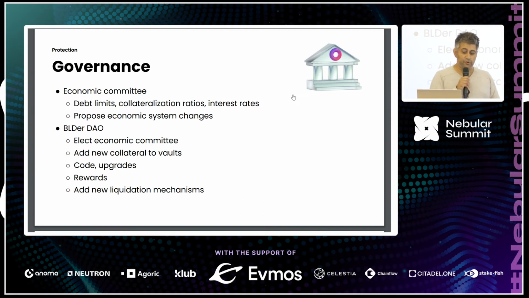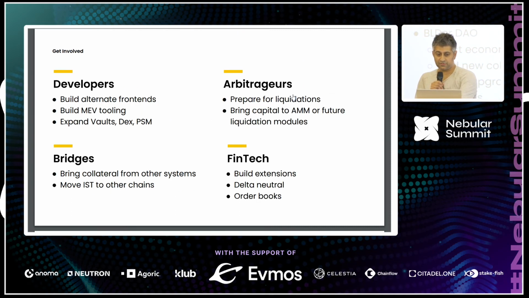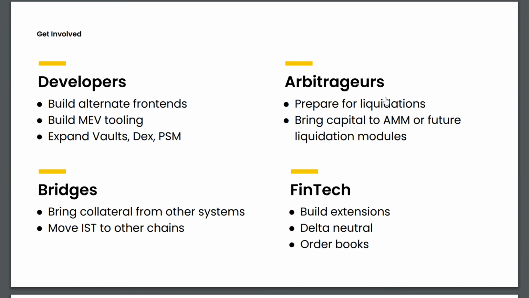And then setting the reward weights, adding new liquidation mechanisms. So how do you get involved? We have a lot that we are looking for the IBC and Cosmos community to get involved in. We are looking for alternate front ends. There are probably a few technical milestones, which should be soon, before you can really do it.